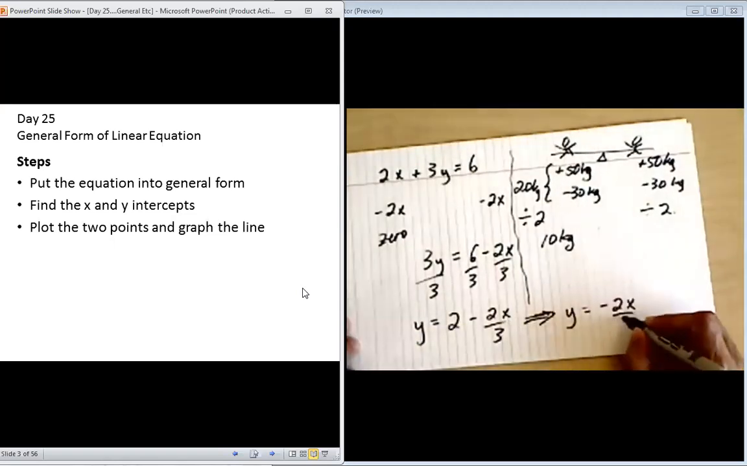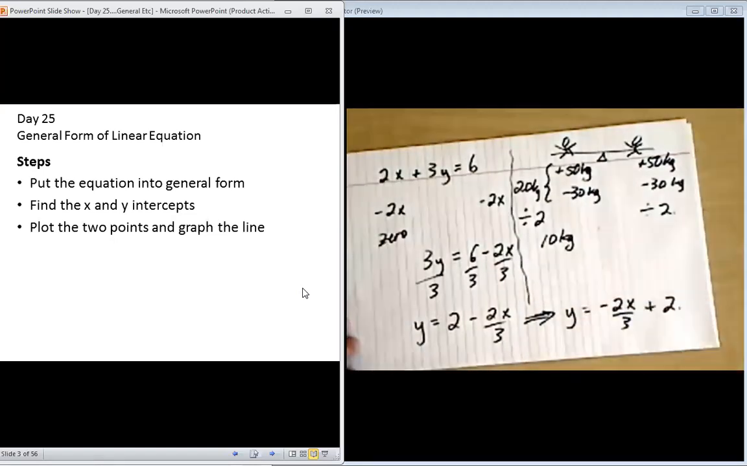Minus. That's a plus 2, so it becomes a plus 2. How some of the algebra is working there.